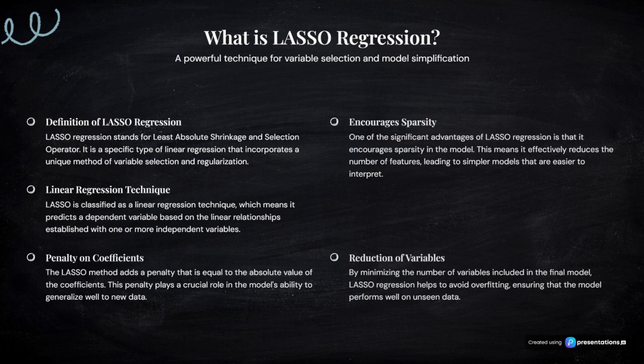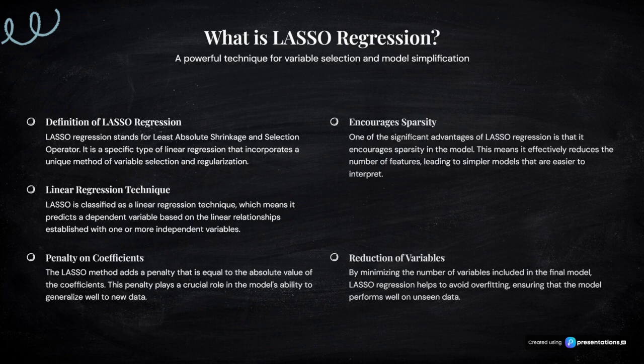Next is penalty and coefficients. The LASSO method adds a penalty that is equal to the absolute value of the coefficient. This penalty plays a crucial role in the model's ability to generalize well to new data.